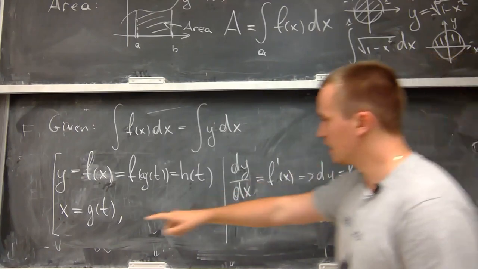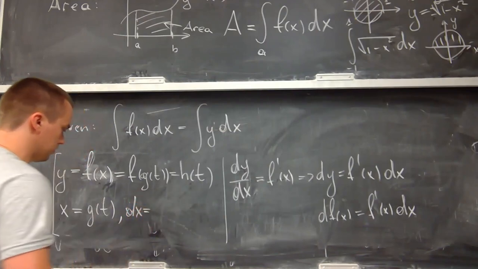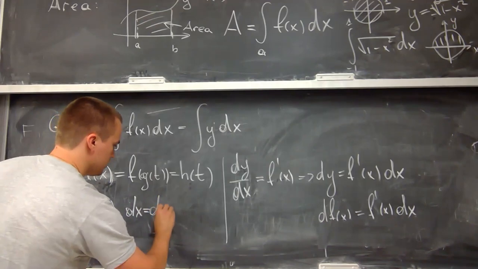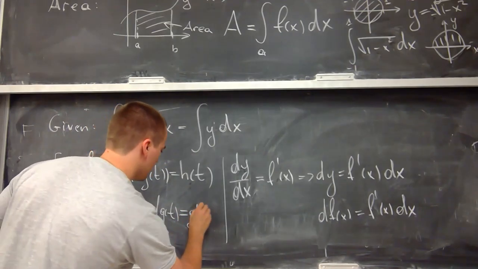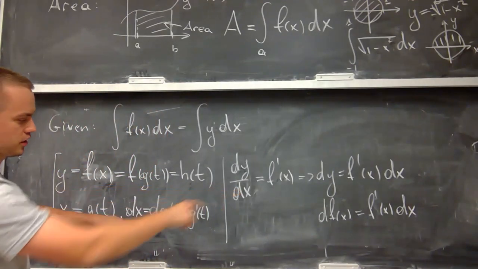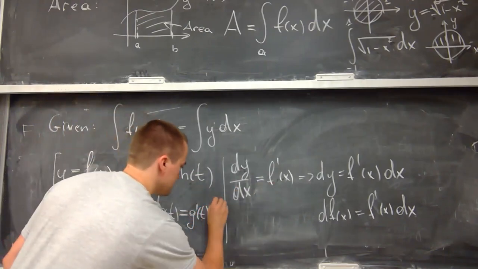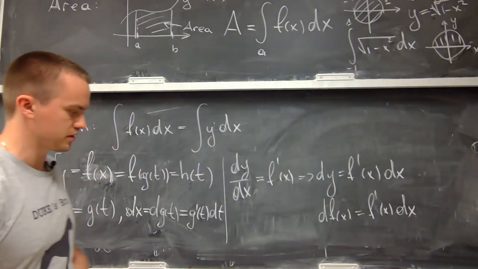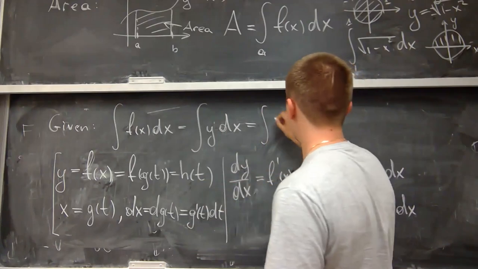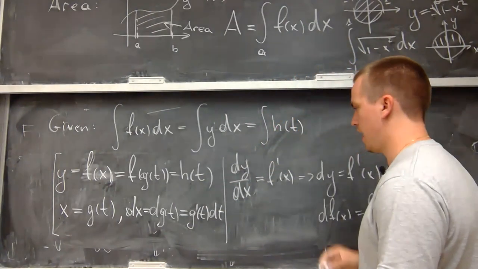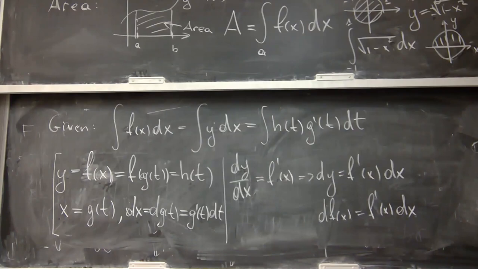So in this case, if my x equals g of t, then from here I can conclude that my dx equals d g of t, but this is just equal to g prime of t dt. But over there we can see that my function depends on t, and here on x. So instead of dx, I need to write dt. And now the derivation is done. So what I'm going to get over here is that my y equals h of t, and my dx equals g prime of t dt. OK. And here I'm almost done.